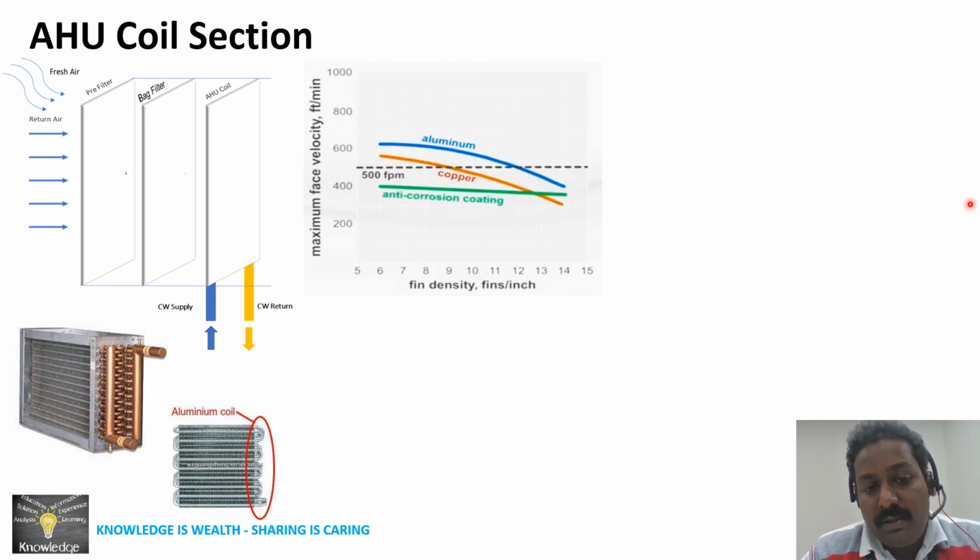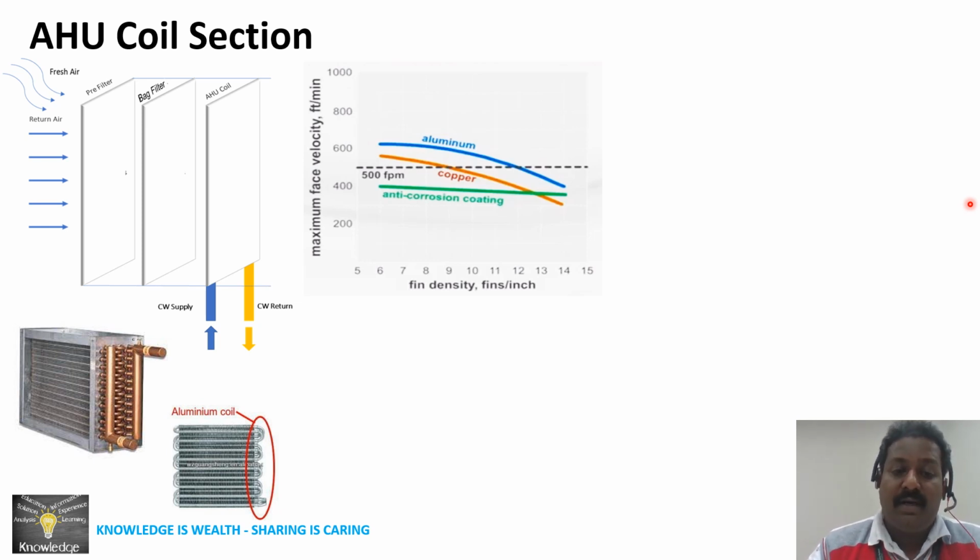In one part, we need to concentrate on the anti-corrosion coating. Both copper coils and aluminum coils will have this anti-corrosive coating. That also reduces some airflow, because if double coating or triple coating happens, then the space for air to pass becomes very small, so that will reduce the air velocity. So that is something we very much need to cross-check.